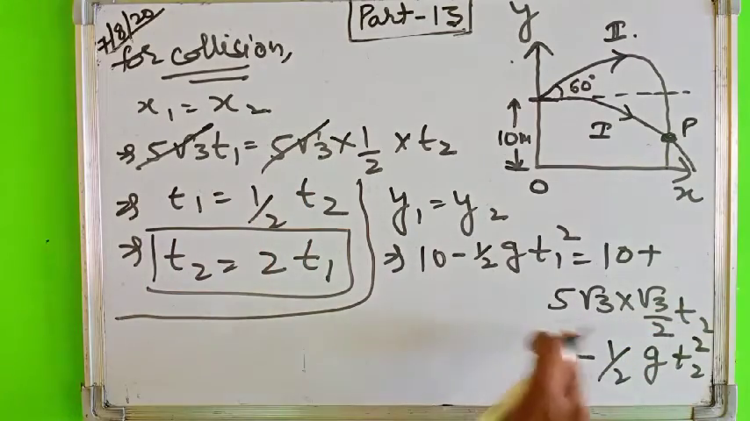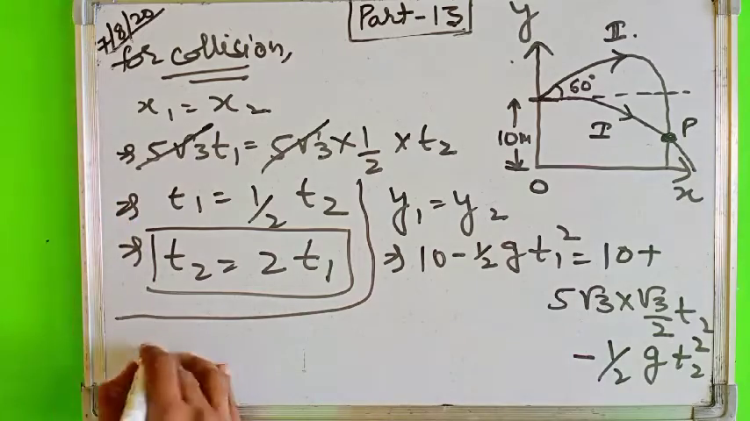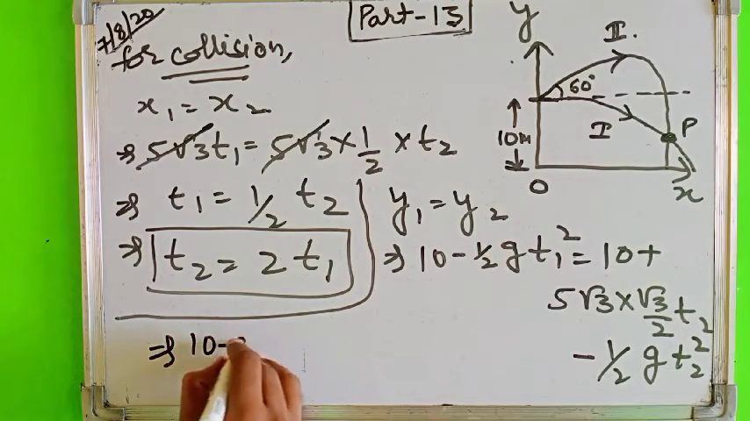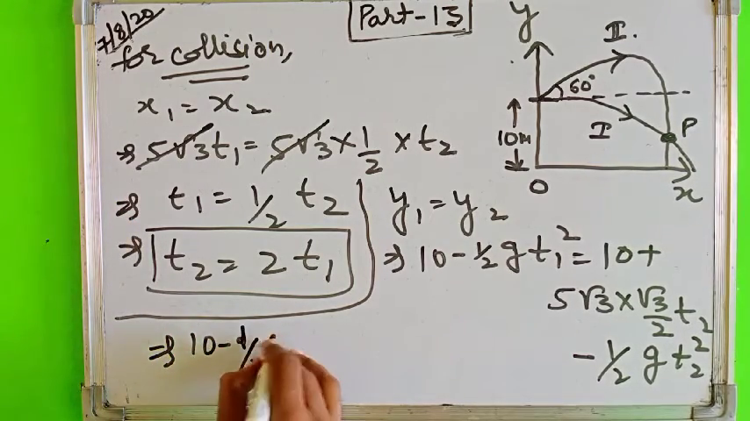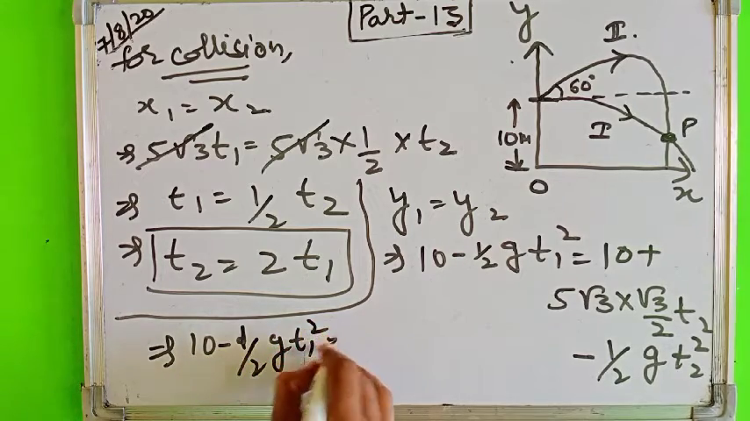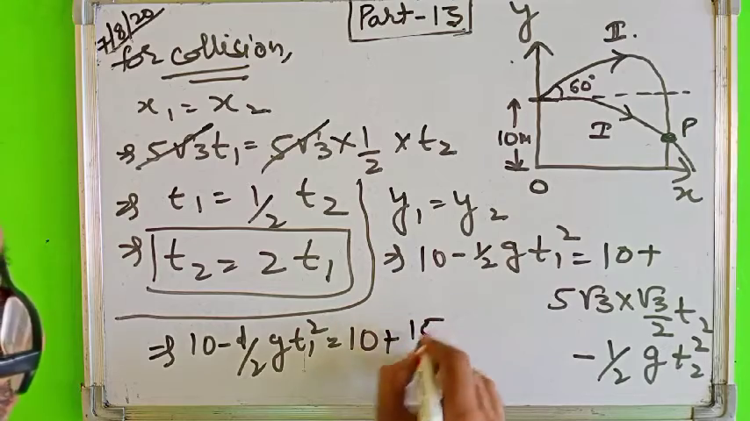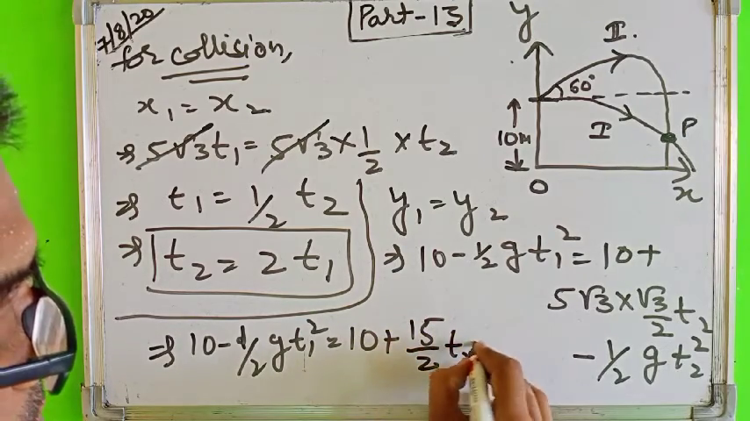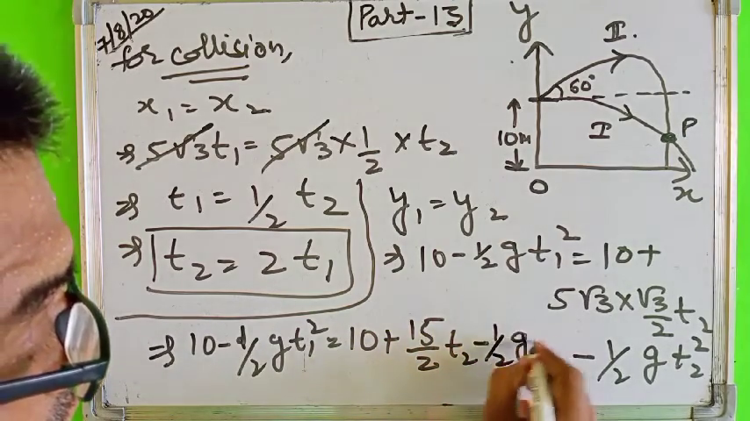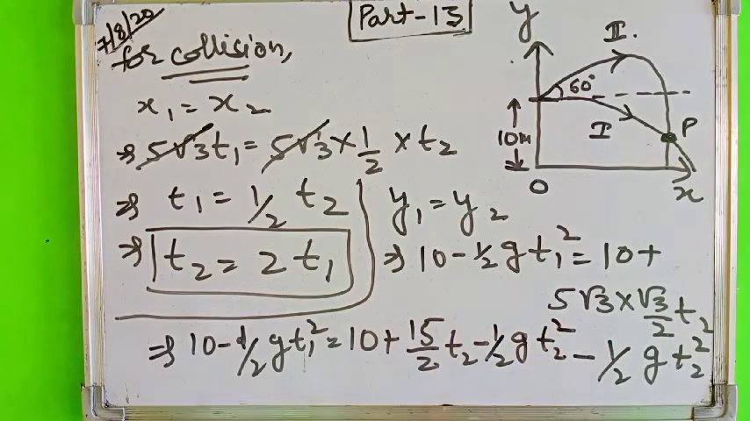So 5 threes are 15, and it becomes 10 minus half g T1 square equal to 10 plus 15 upon 2 T2 minus half g T2 square. And from here again we will calculate the relation between T1 and T2.